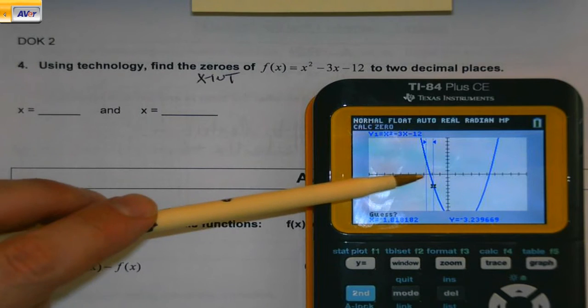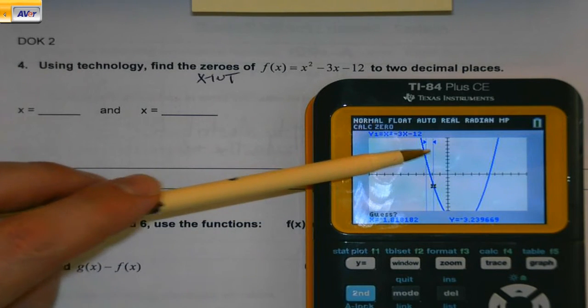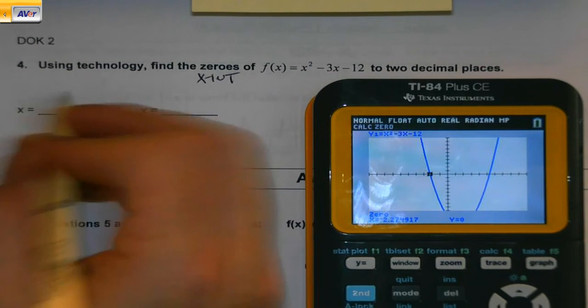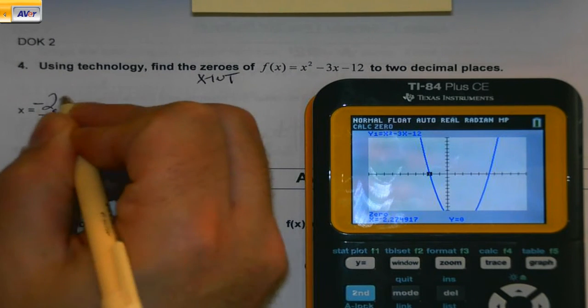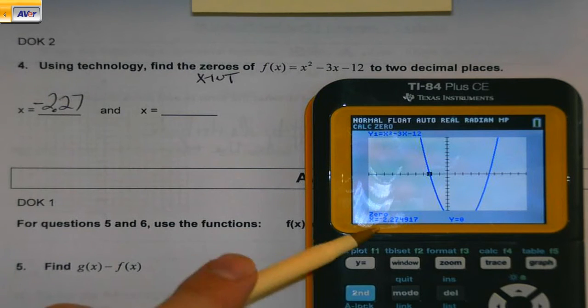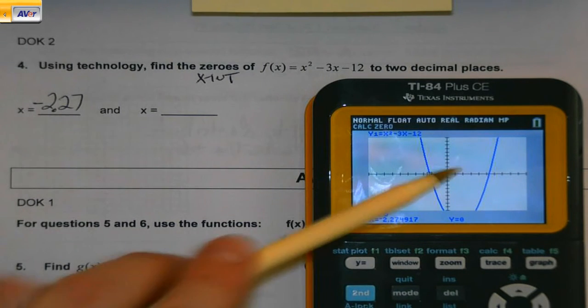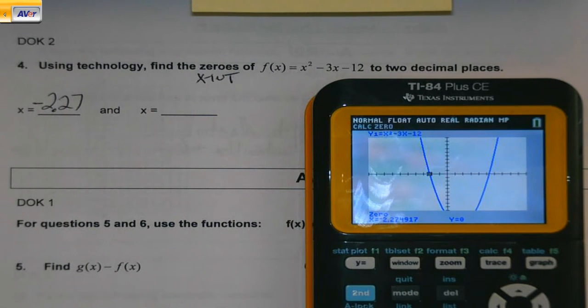And now you can notice my 0 is in between my two border points. I hit enter one more time, and we're going to 2 decimal places, so negative 2.27. The x value is my 0. Now I have one more answer. I still got to figure out this guy. So I start the process over.